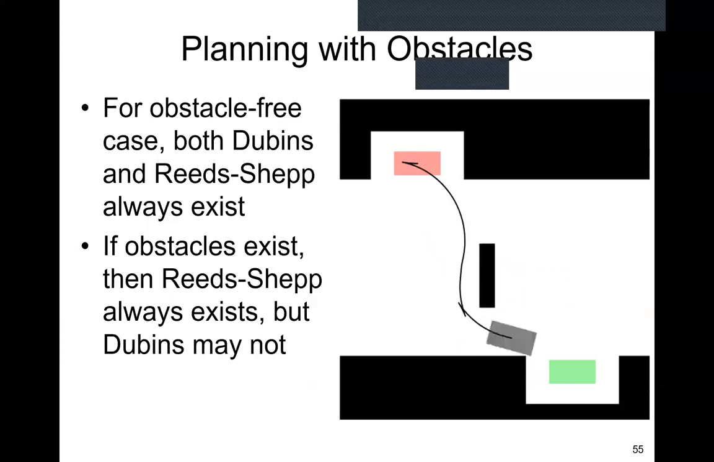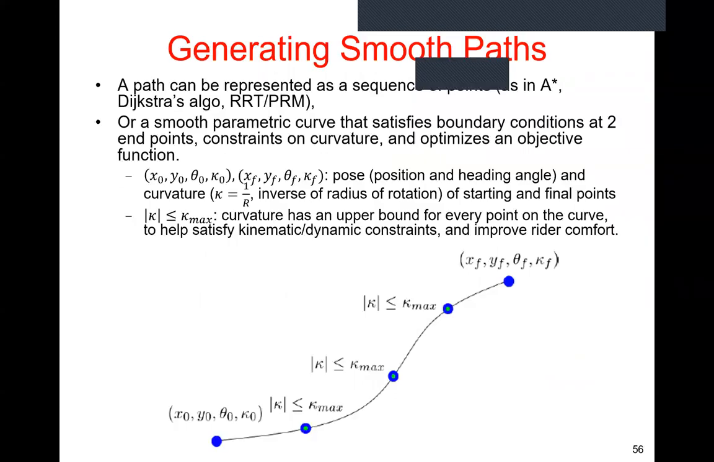So here's the problem of parking with obstacles. You have a black obstacle in the middle. For the obstacle-free case, both Dubins and Reeds-Shepp can always find a solution. But if obstacles exist, then Reeds-Shepp always finds a solution, but Dubins may not. So that's path planning for parking.